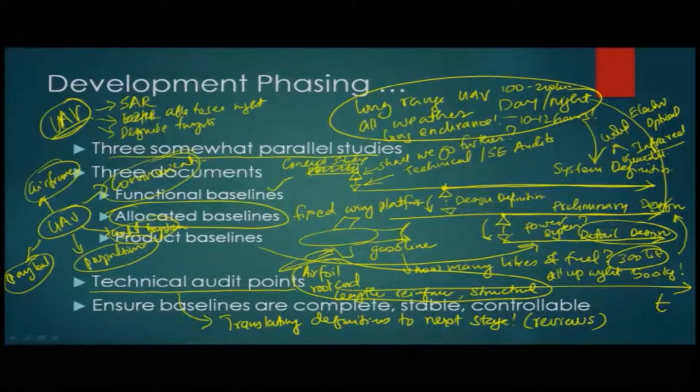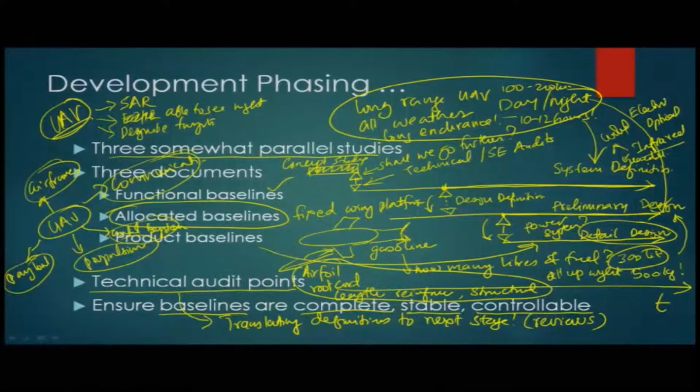And the aim of this whole process is to ensure that the baselines, whether you are talking about the functional baseline or the allocated baselines or the product baselines, any one of the baselines, should be complete in the sense that once it is done, somebody should be able to pick up the document and design forward, and it should be stable and it should be controllable.